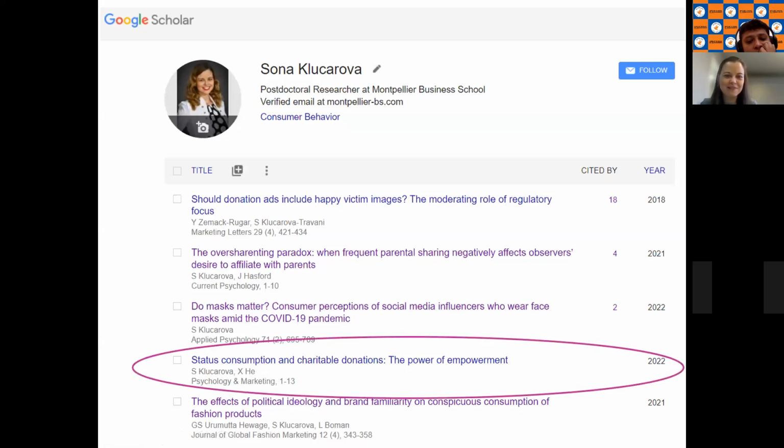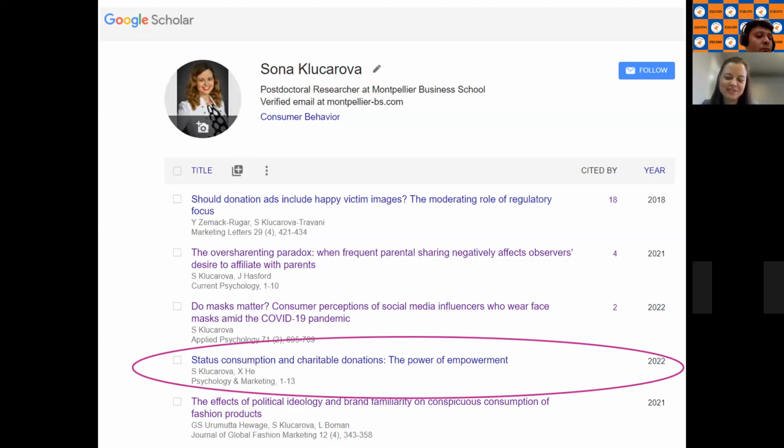And the paper that I will be talking about today is my latest publication from 2022. It only got published about 2 weeks ago, so it's really hot off the press. And the paper is called Status Consumption and Charitable Donations, the Power of Empowerment. And this is an interesting paper because it's actually a part of my dissertation.